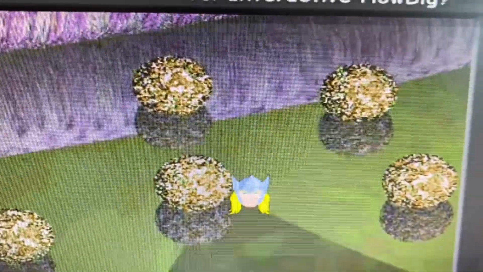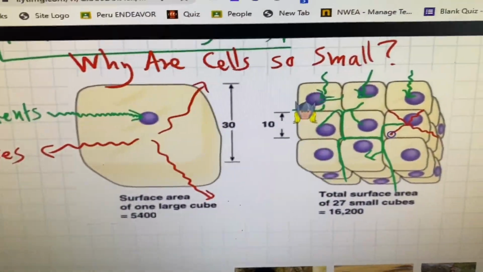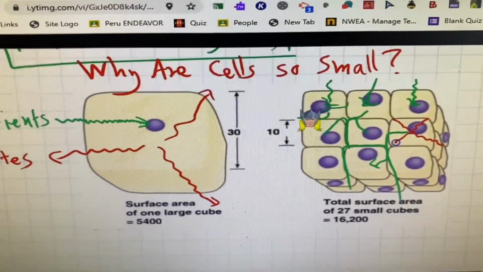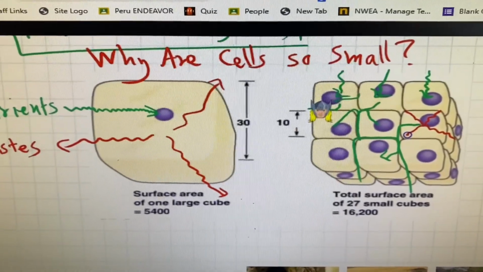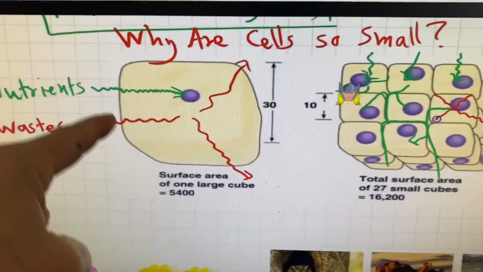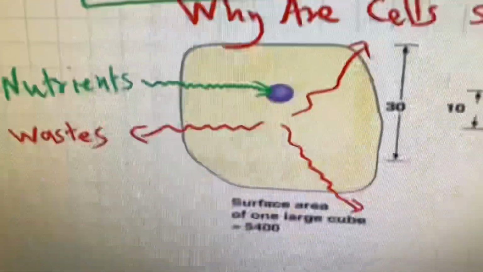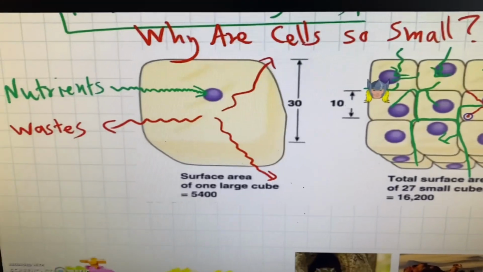So then that begs the question, why do cells have to be so small? How come we don't ever see gigantic, humongous cells? And it has to do with the fact that cells interact with their environment through their cell membrane. So things have to go in and out through the cell membrane. And that's why size is important.